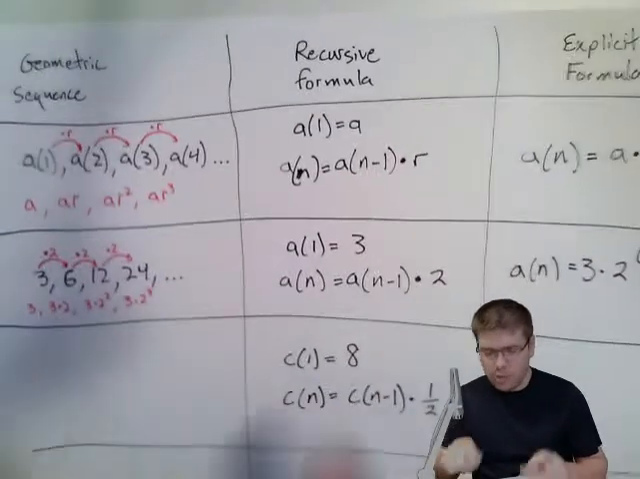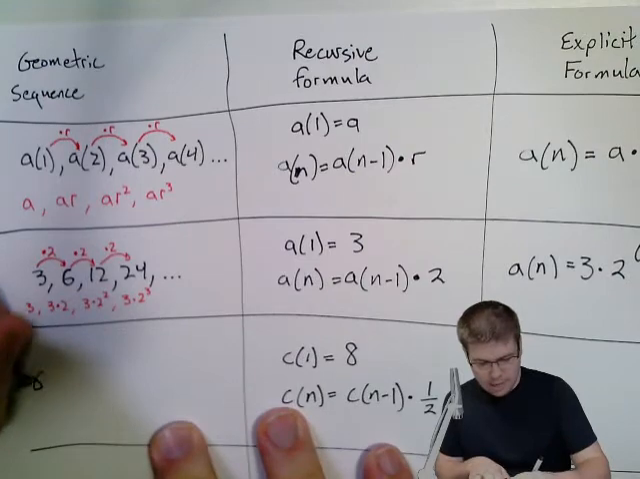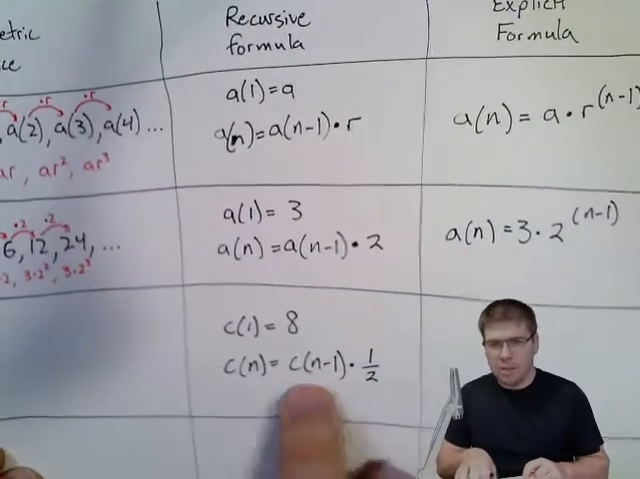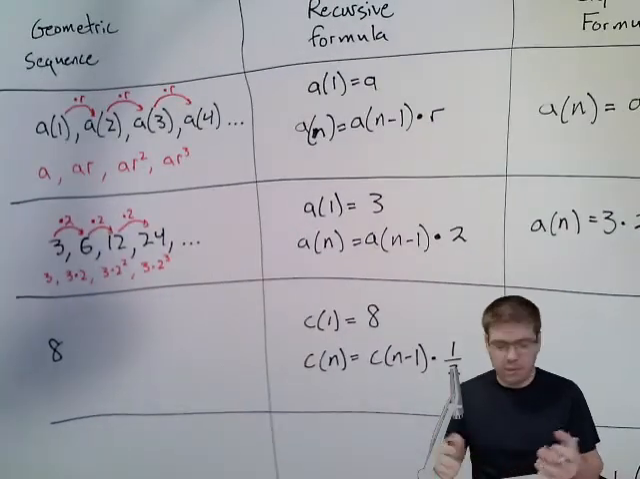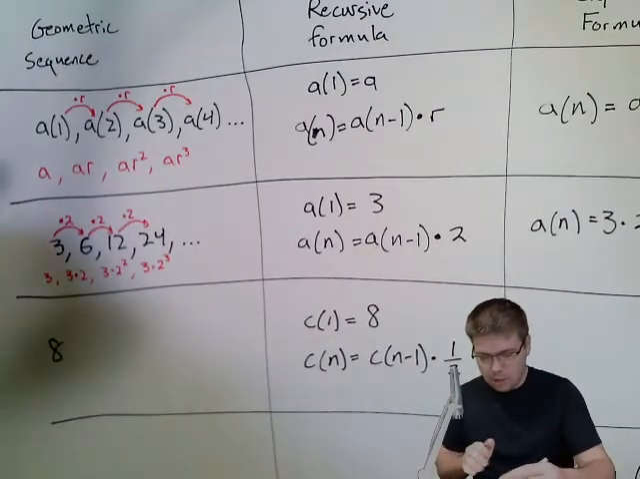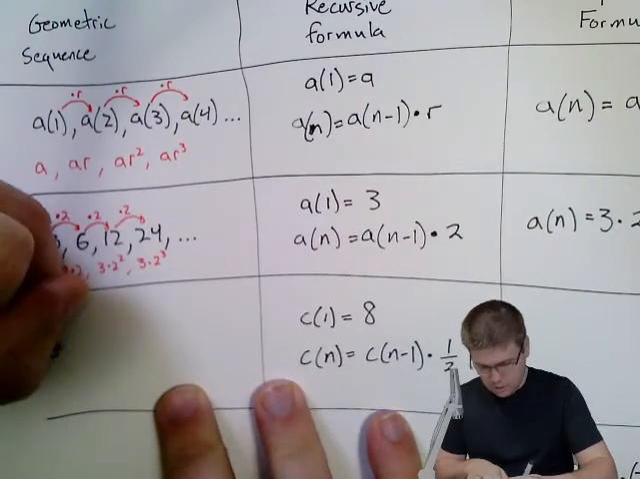What if we start from the recursive formula? Well, my first term is 8, and then each term after that, I look at the previous term times 1/2. That's my ratio here. I'm multiplying by 1/2, or effectively dividing by 2. And so we can do 8 times 1/2.